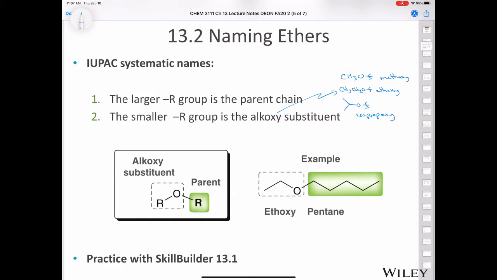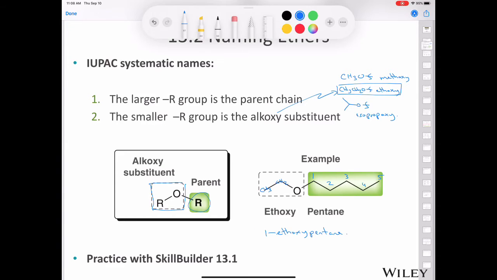Anyhow, so again, we have our parent. That's going to be our longest carbon chain, and then we name the other part as an alkoxy substituent. Here's an example of a compound that we're going to name using IUPAC nomenclature. You can see that the longest carbon chain has 1, 2, 3, 4, 5 carbons in it, and so it's some kind of pentane. But you can see that on carbon 1 we have an ethoxy group, right? Because we have CH3, CH2, so this is an ethoxy, just like I drew up here. And so the name of this compound would be 1-ethoxypentane. So that would be the IUPAC name for that compound.